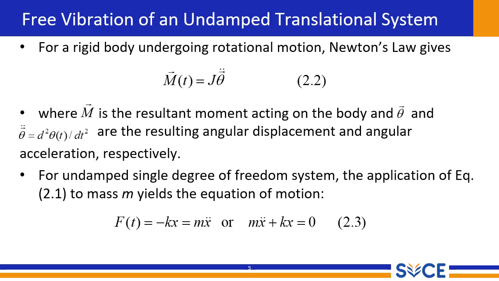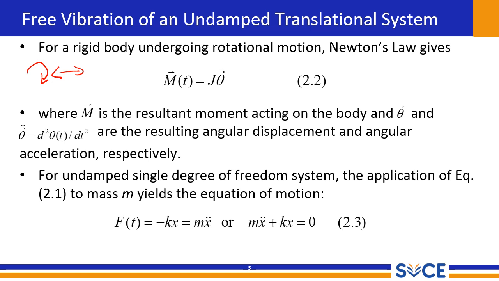Now, let's expand our discussion of equation of motion to include both rotational systems and a specific type of translational system, the undamped single degree of freedom systems. First, let's consider rotational motion.